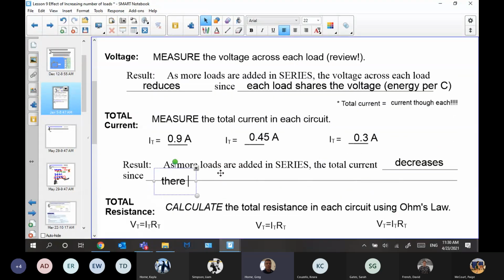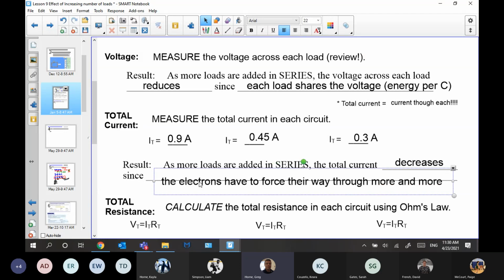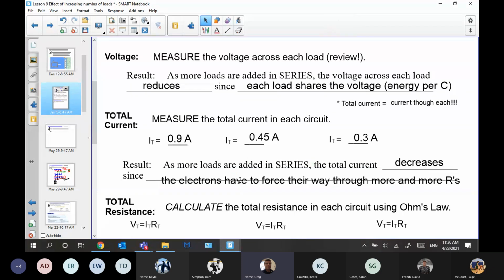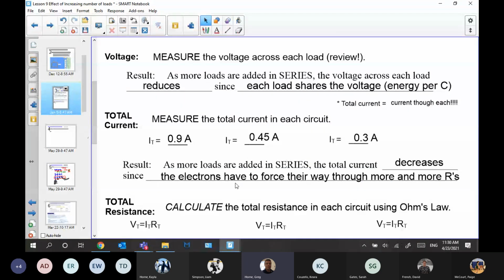Yes. Okay, so here I'm going to say decreases since the electrons have to force their way through more and more resistances. I'm going to say R's for short because I'm running out of room. Okay, so they have to force their way through more and more resistances, so it makes sense the current decreases.